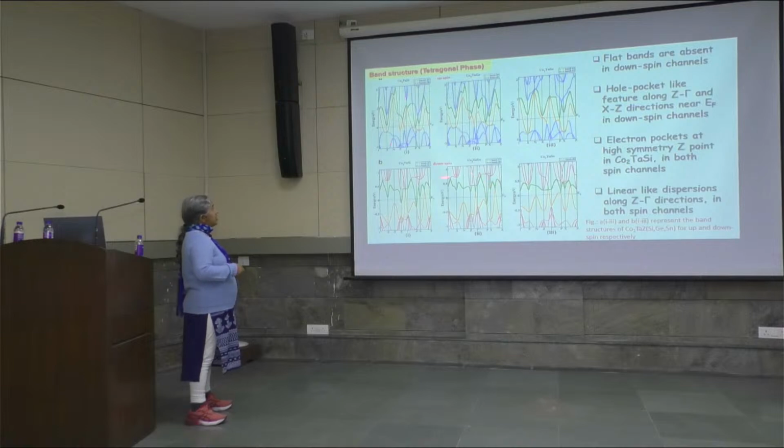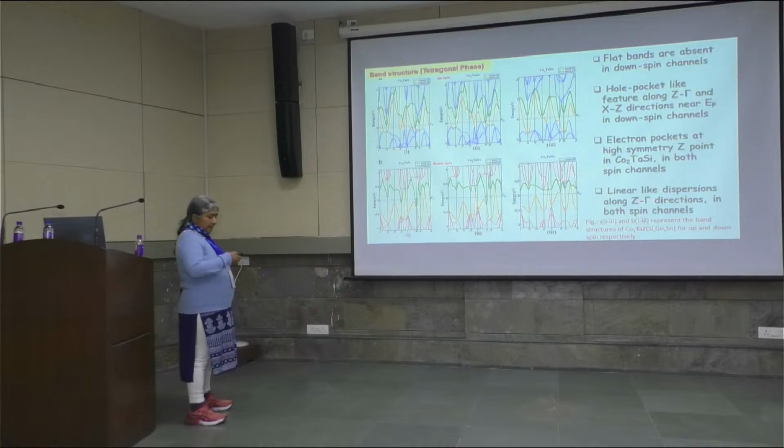And this is the band structure of the tetragonal phase of the full Heusler alloys. Here we see the flat bands are missing, but what we see is that linear-like dispersions are still there, so this is also important.